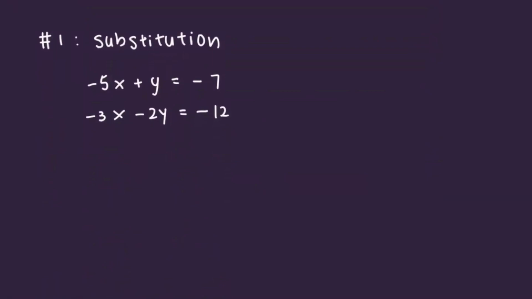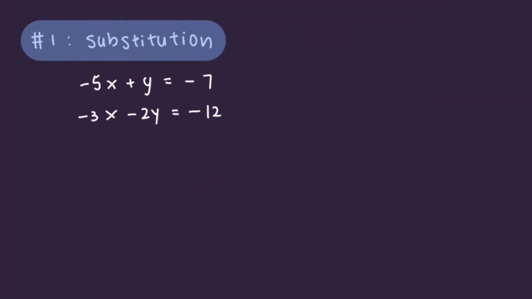Today, we will go over systems of equations. A system of equations refers to two or more equations that deal with the same set of variables. There are two main ways of solving systems of two equations, substitution or elimination. Let's start off with substitution first.